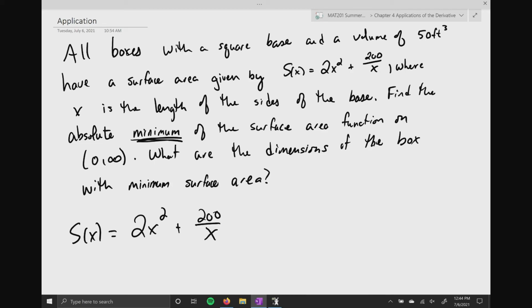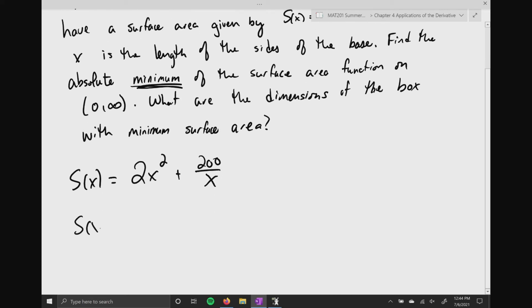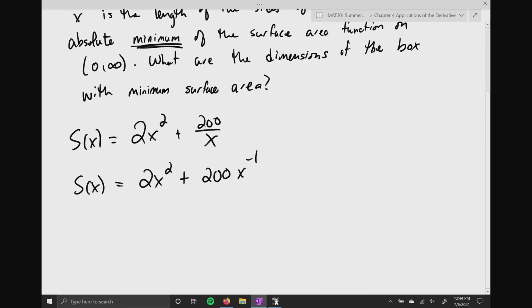All right, so here's our surface area function. And before I even do that, I already see something that I know I'm going to have to take care of. Remember, you got a variable in your denominator, rewrite it as a negative exponent. So from here, what I can do is go ahead and take the derivative. So I get s prime of x equals 4x minus 200x to the negative 2.